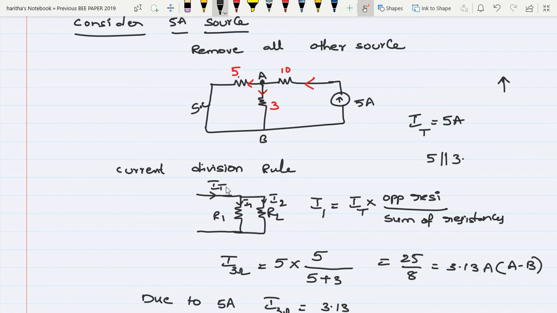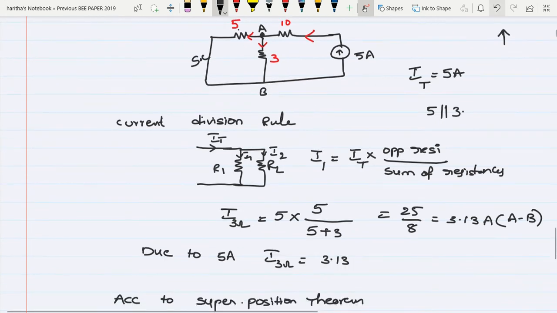So if you know the total current, then you can find out the current passing through any one of the two parallel resistors using the current division rule. So here also 5 and 3 are in parallel, and I know the total current for this parallel combination, that is 5 amperes. So that's why I can use the current division rule to find out the current passing in 3 ohm resistor. So what is the current division rule? That is current passing through any element is equal to total current into opposite resistance by sum of the resistances.